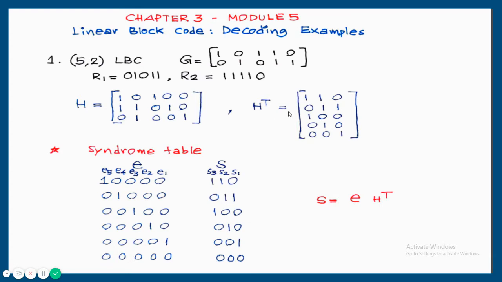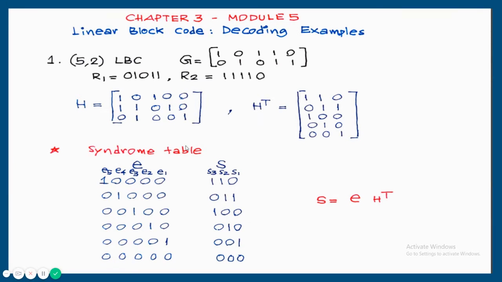From H, H transpose can be written. Just take the transpose. First column will be the first row. So 110, that will be the first row. Second column 011, that will be the second row. Third column 100, that will be the third row. So this is H transpose. This H transpose can be directly written from the generator matrix. Like this, 110, that is first row, 011, second row, and below that the identity matrix. That is why H transpose is PI, or H is P transpose I.